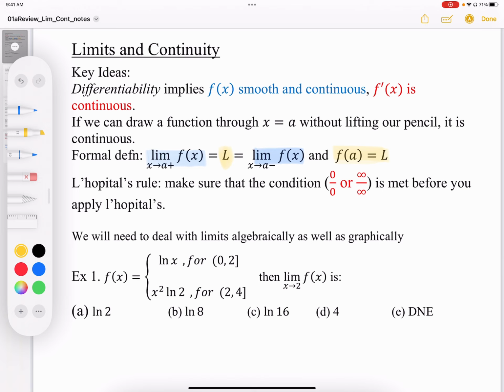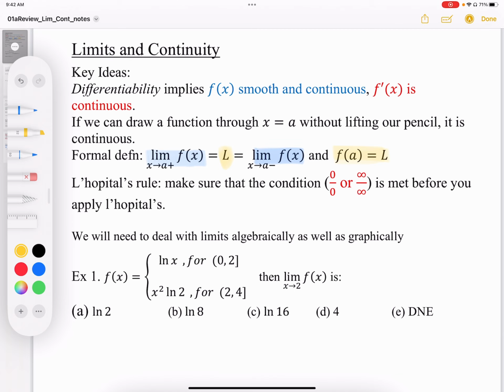L'Hopital's rule is something that we're going to use for limits. In order to be able to use L'Hopital's, we have to have the condition. For AP Calculus, we have to state the condition of 0 over 0 or infinity over infinity, which is the indeterminate form.